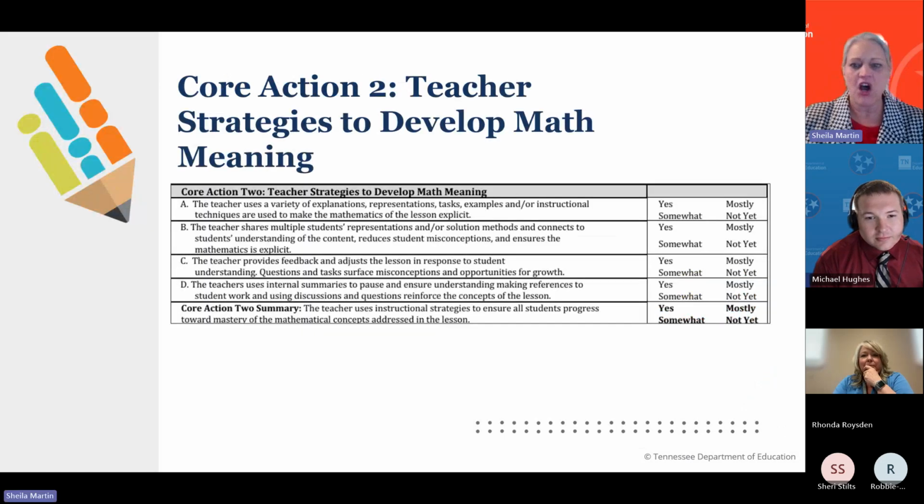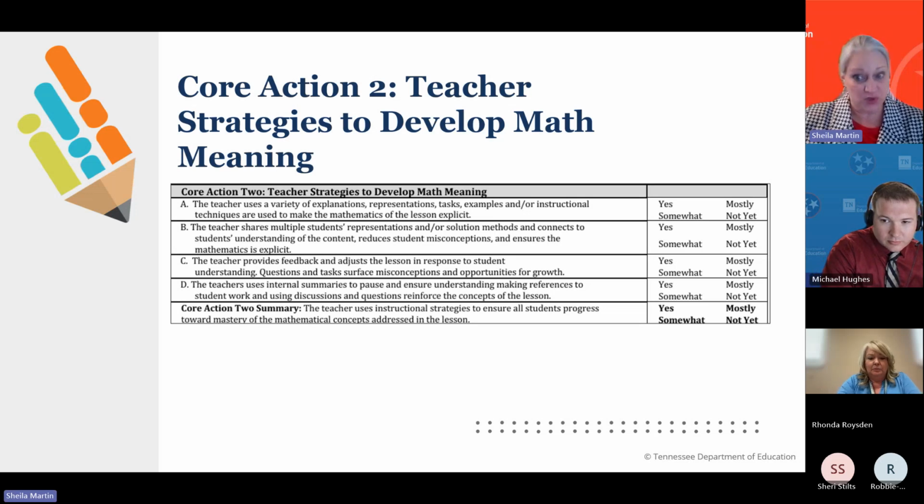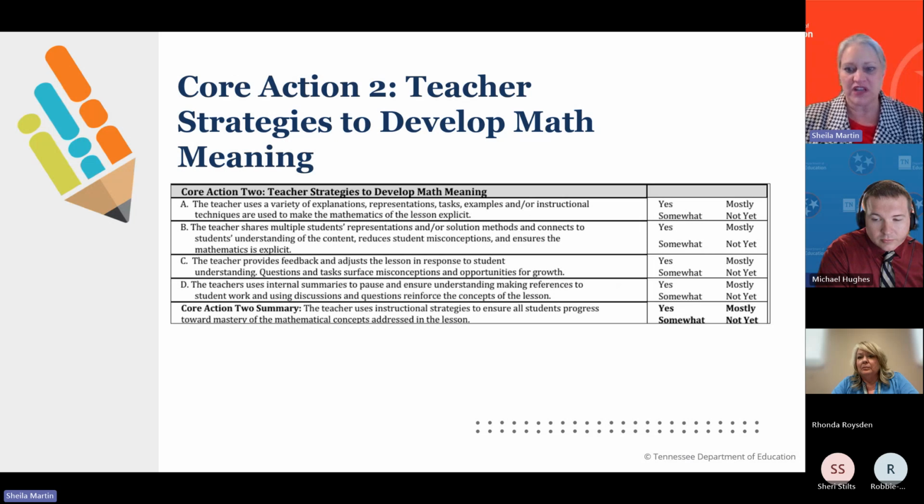All right, so let's go on to core action 2. We want to hone in on the intentionality of teacher moves around questions and tasks. So take 1 minute to highlight or annotate crucial parts of core action 2. Go ahead and do that now.